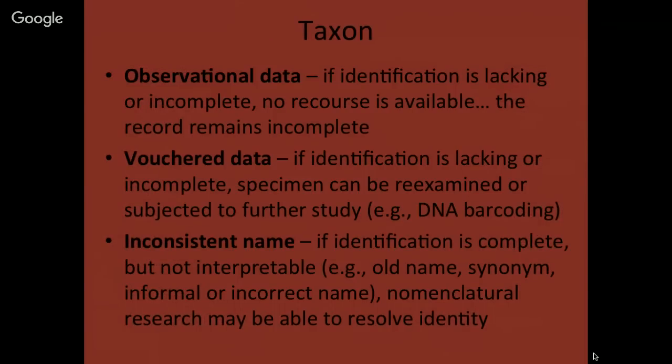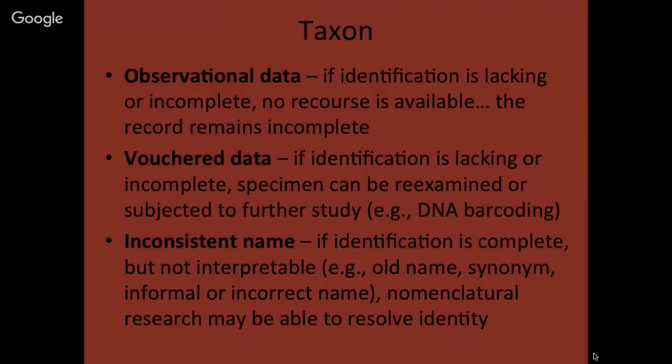For taxon, observational data are really without recourse. If the identification is lacking or incomplete, that record will always be incomplete. When a voucher exists, ideally a specimen, could be a photograph, but with a voucher, it's always possible to subject the voucher to further study.